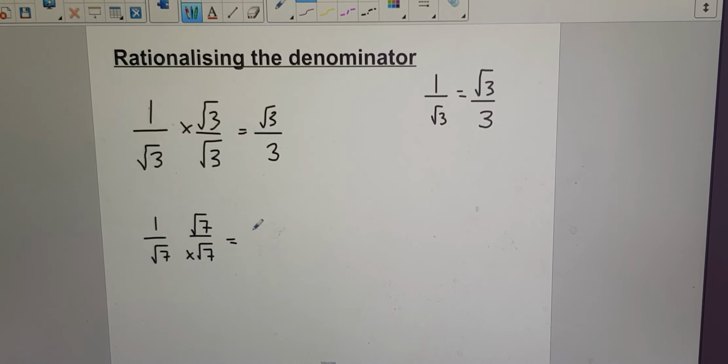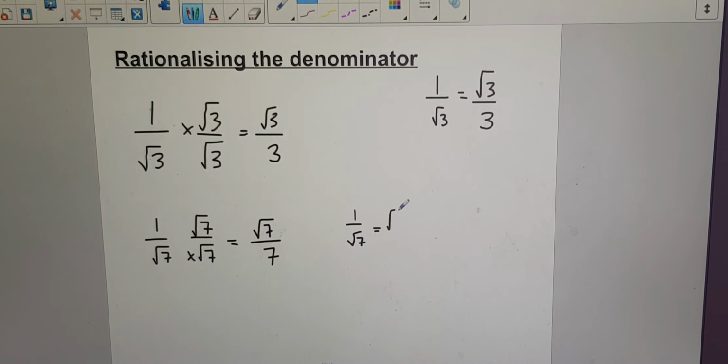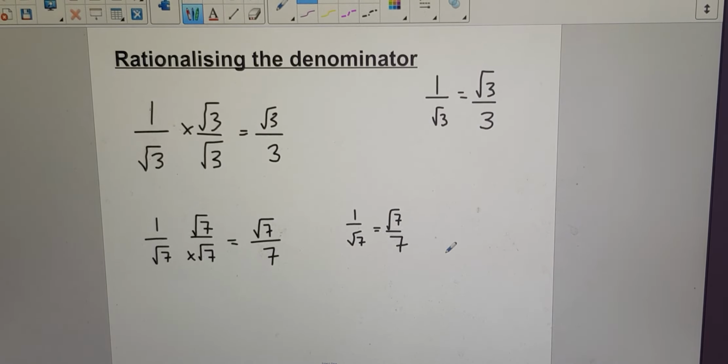1 times square root 7 is square root 7. Square root 7 times square root 7 is the same as 7. I have rationalized the denominator. To be clear, 1 over square root 7 is equivalent to square root 7 over 7. Means exactly the same thing. So that's how we go about doing it.